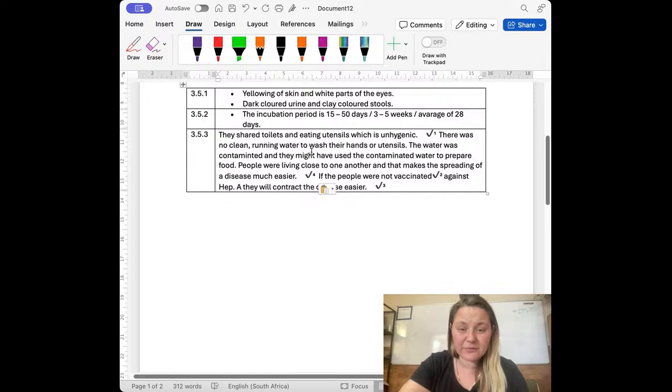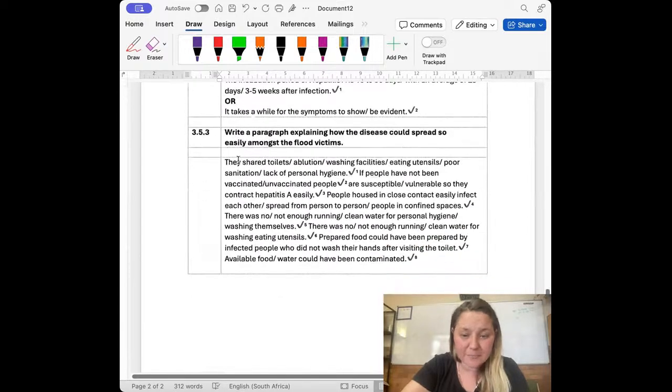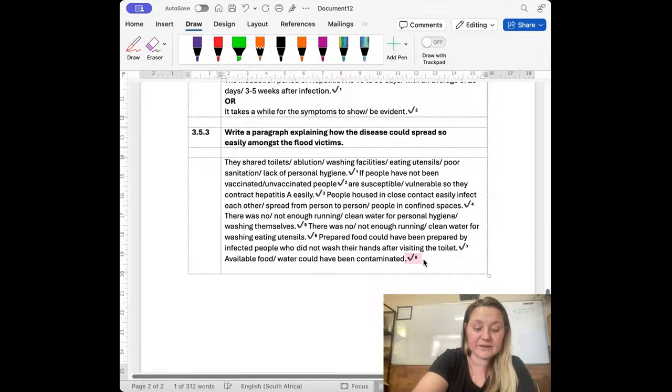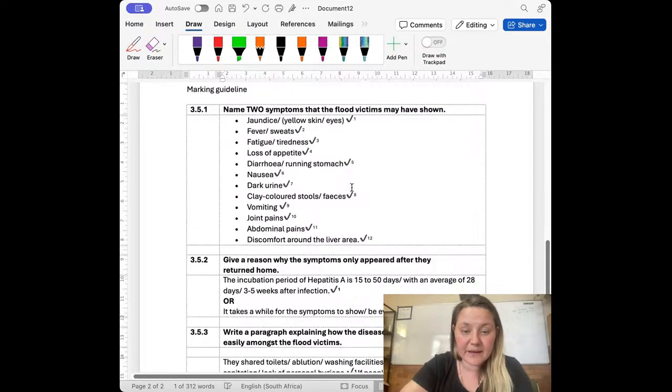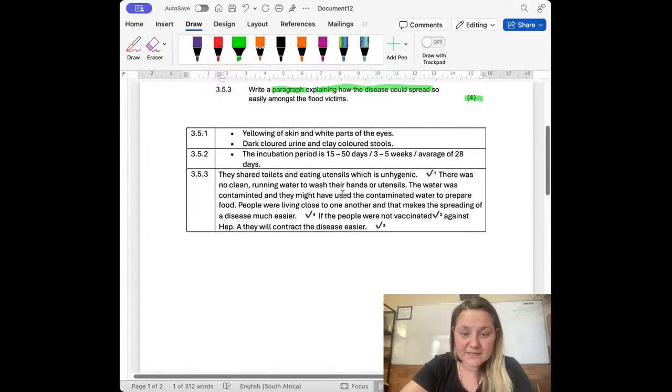Okay, so we've now got the maximum amount of marks, but I'm pretty sure that we would have received a mark for the water was contaminated. Let's see. There was not enough clean running water to wash themselves. There was not enough running water for cleaning the eating utensils. Prepared food could have been prepared by infected people, or the available food or water could have been contaminated. That last one is tick number 8 here for us. The water was contaminated, and they might have used the contaminated water to prepare food.